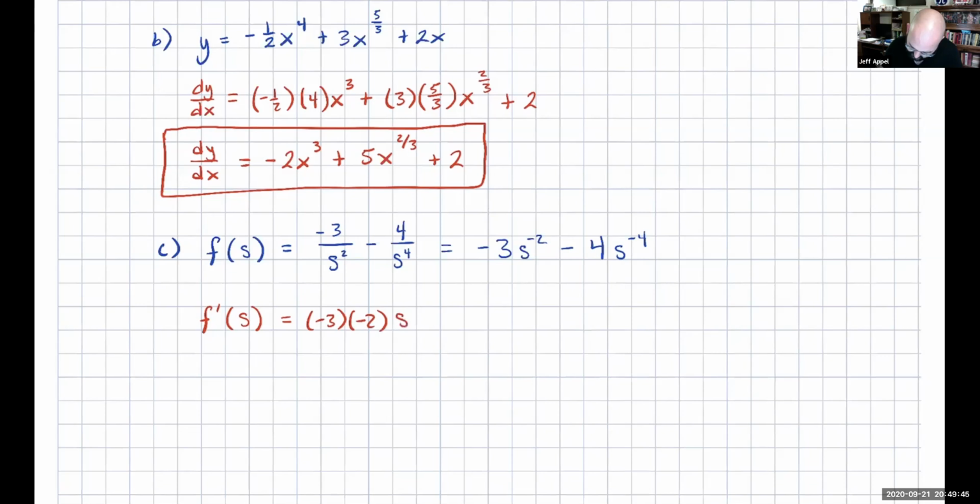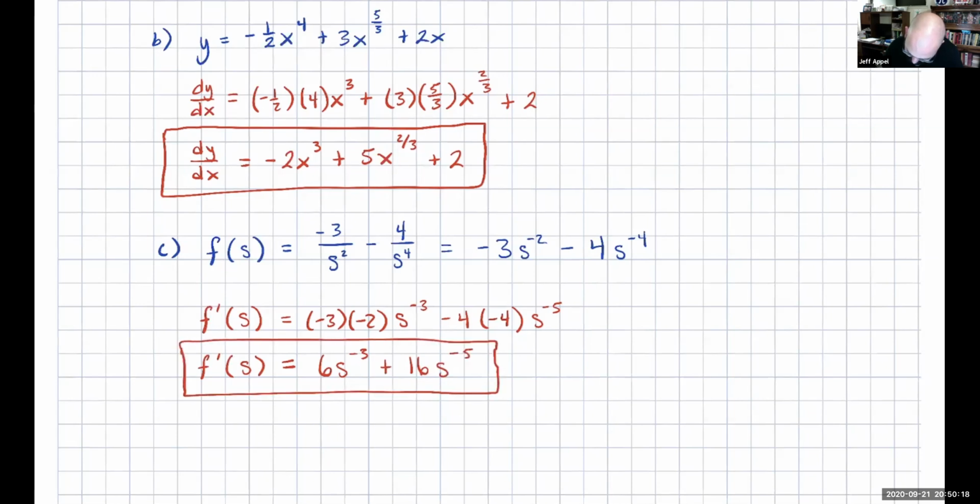And then this is s raised to the, if we subtract the -2 by 1, we're going to get s to the -3rd power. And then we have -4 already out front. We're bringing down a -4. And then this will be s to the -5. Subtract 1 in your power. And then just simplify your solution. So f prime of s is going to be 6s to the -3 plus 16s to the -5. Okay, so hopefully that one makes sense for you.